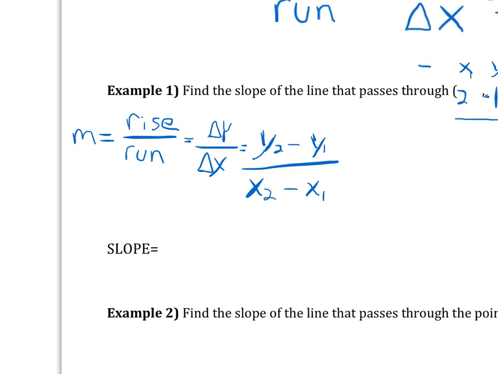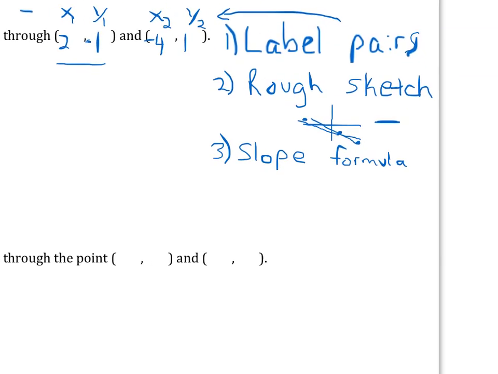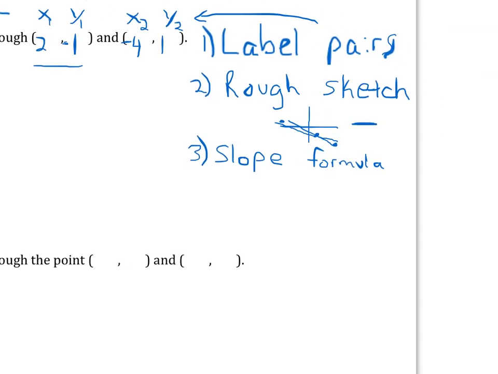Okay, now step number 4 is we are going to substitute in. So step number 4 is substitute.